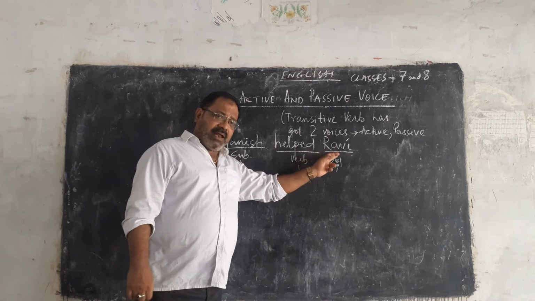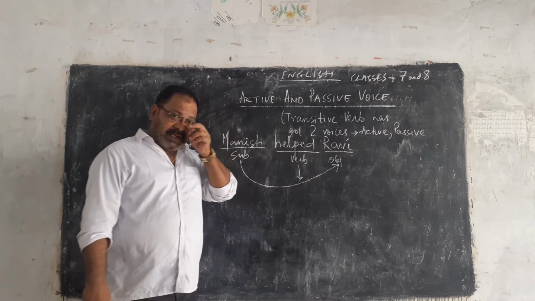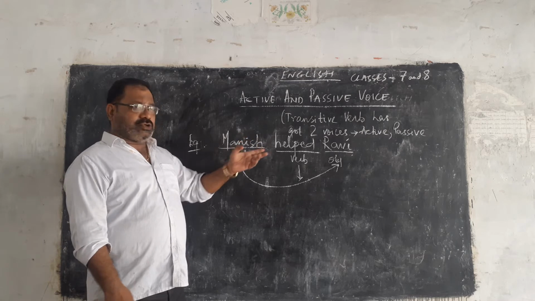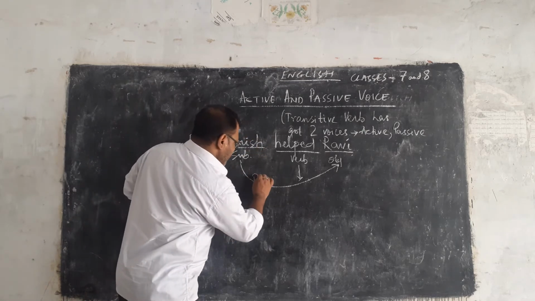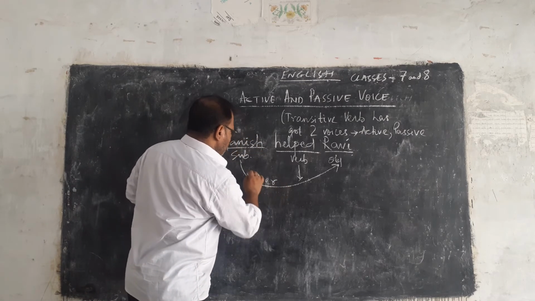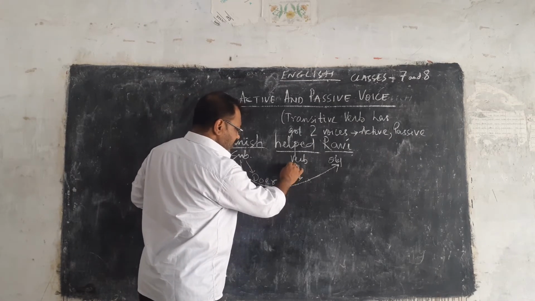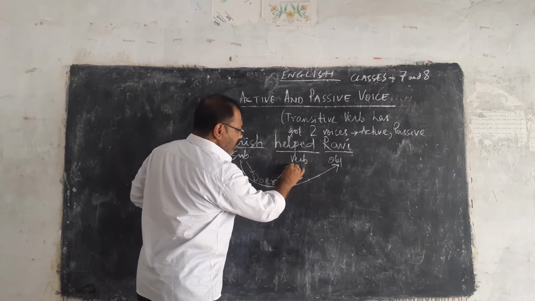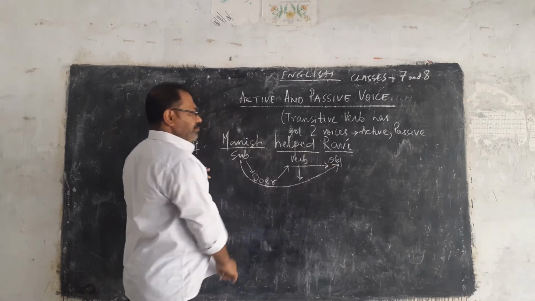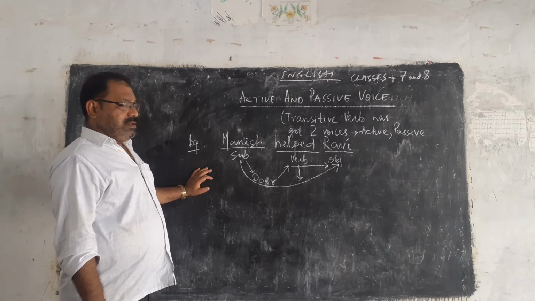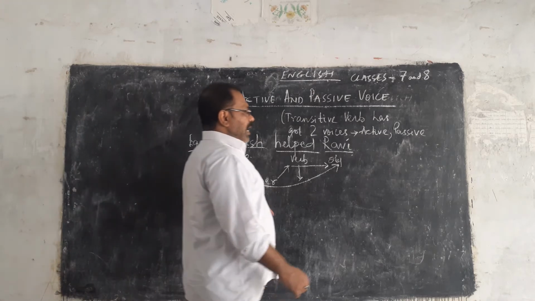Manish is helping Ravi. That means Manish is doing something, is taking an action part. The subject is the doer of the action. What action is he taking? Helping. Whom? Ravi. So here the sentence is in active voice.